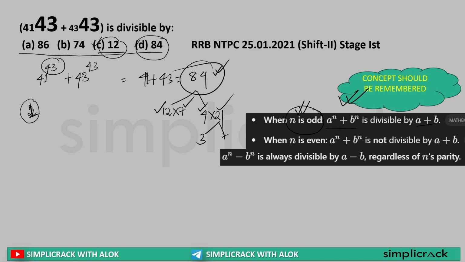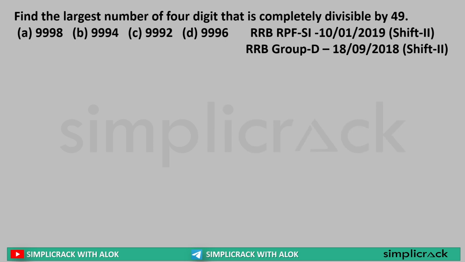There is nothing wrong if you're selecting 7, or 4, or 21. But if 84 is there, you should be taking 84. That's all. Okay. Next. Find the largest 4-digit number that is completely divisible by 49.